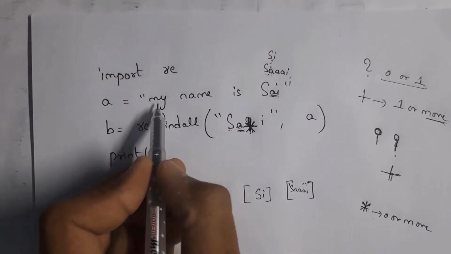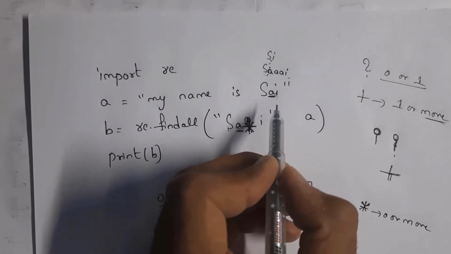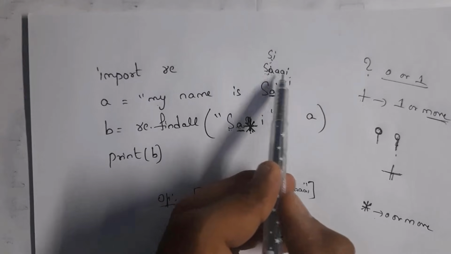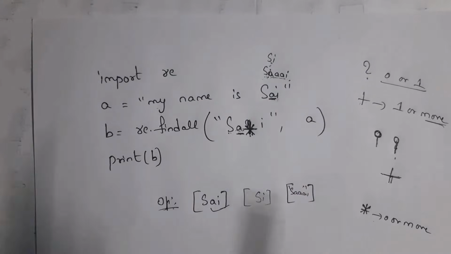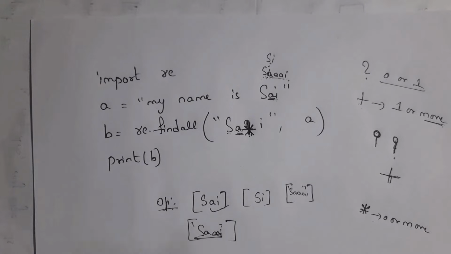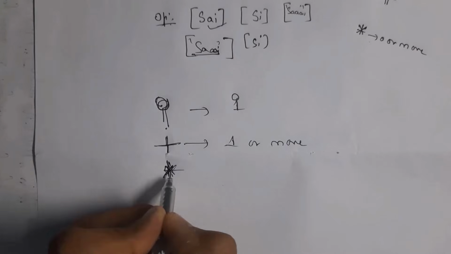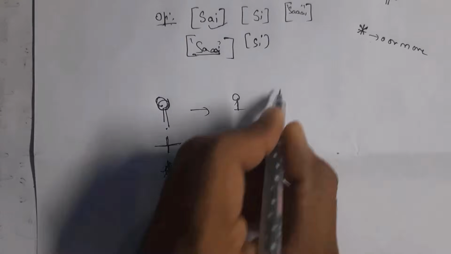For example, this is my string. My name is Sai. In this string Sai, A is present once, so I will get output Sai. For example, if I write here my name is SAAI, in this string SAAI, A is repeated twice. So the condition is satisfied, so I will get output SAAI. And for example, if I write here SI, in string SI, A is not present. Even if A is not present, I will get output. So I will get output SI. Star is repeating and the star looks like 0. So 0 or more. You can remember it like this.